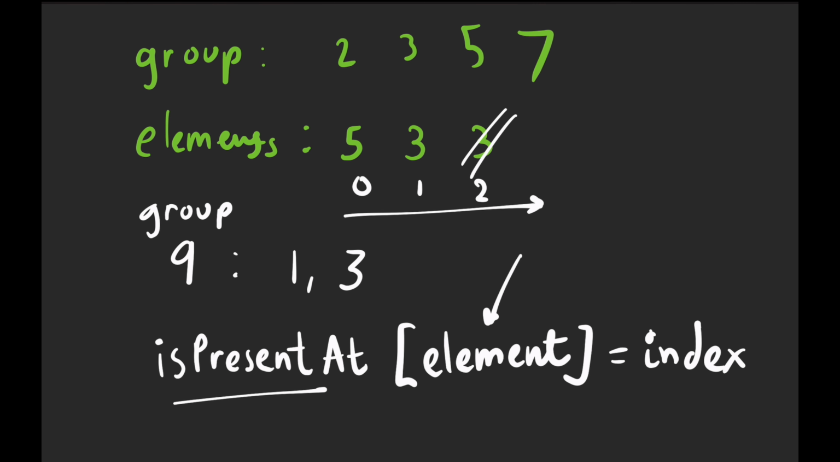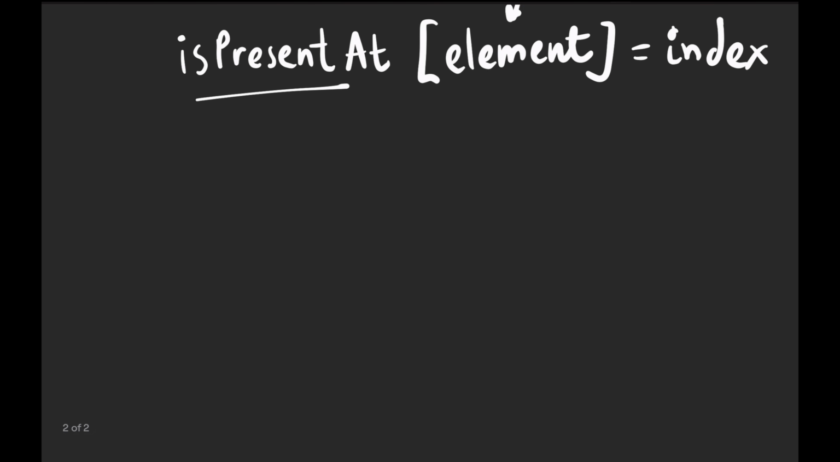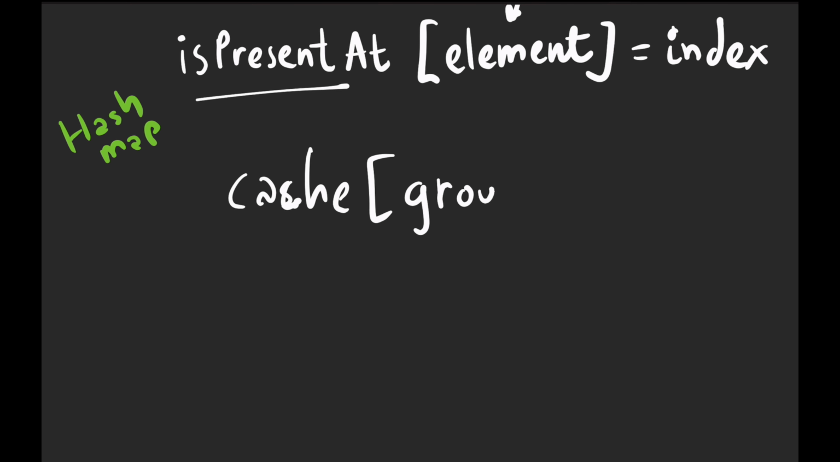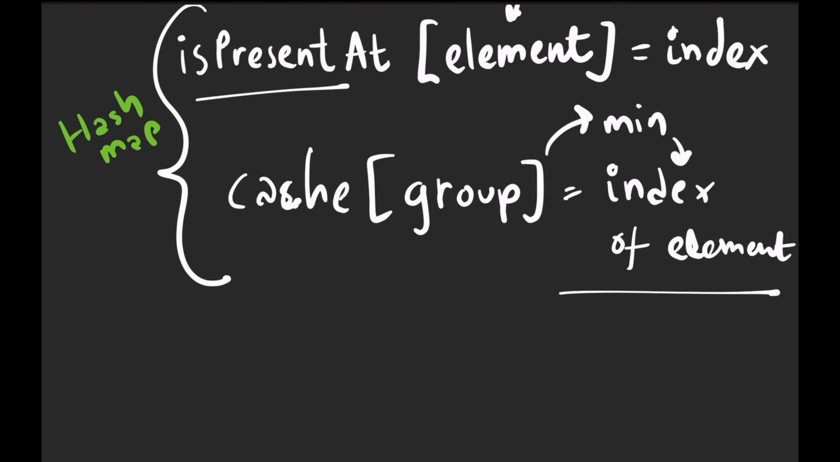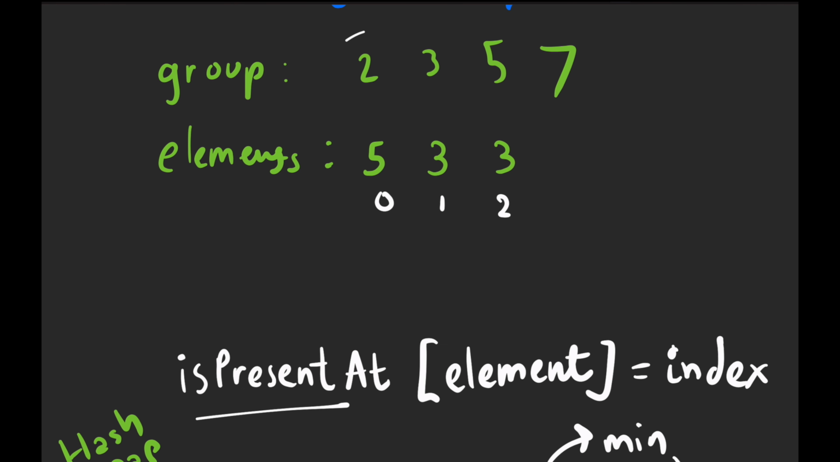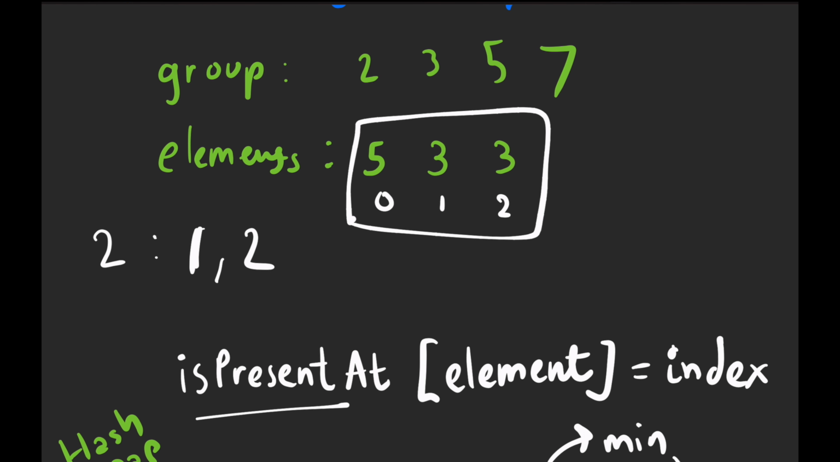So let's move on to the problem. So from this, we came to know that we will be requiring is present at hashmap and the one which we saw previously, that cache, in which we will give group number and it will give us the minimum index of element so that we don't have to count it again. So these are two hash maps which we will be requiring for this particular problem. Okay, so let's calculate for 2. So 2 has 1 and 2 as divisors. Among all of these, nothing is present there. So we will just assign -1 to it.